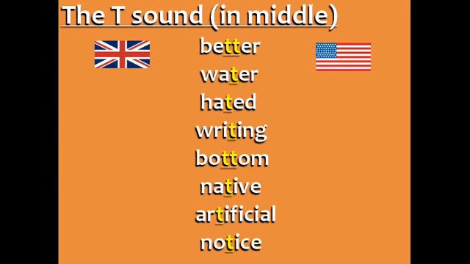Finally, the T sound in the middle of the word can be different in British and American English. In this situation, Americans often pronounce the letter T like a quick D sound. Listen to the difference. Better, better, water, water, hated, hated, writing, writing, bottom, bottom, native, native, artificial, artificial, notice, notice.